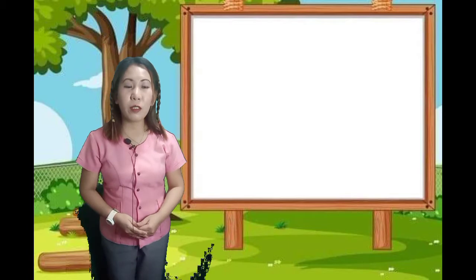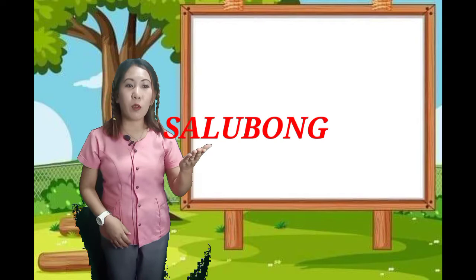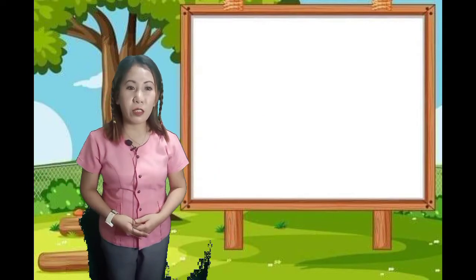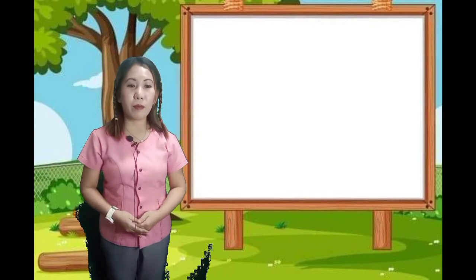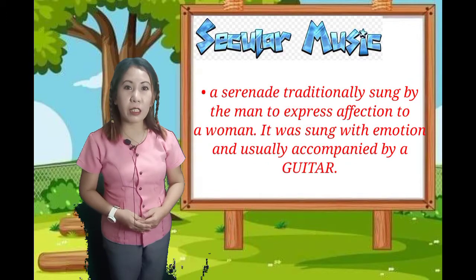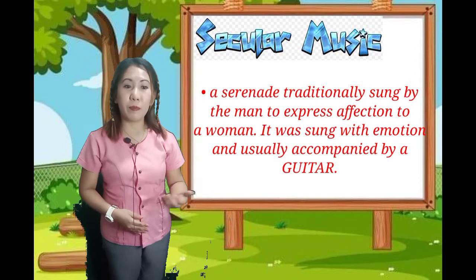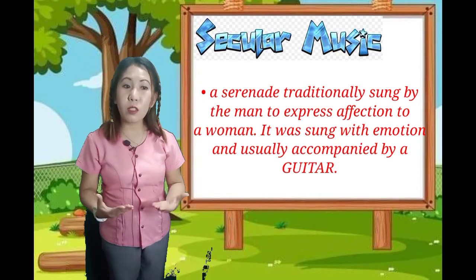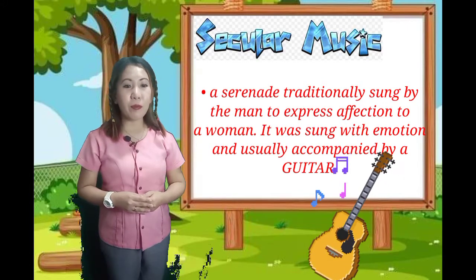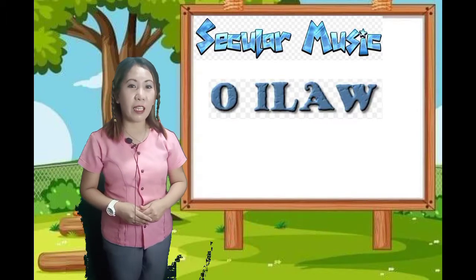For other information, we have the Passion, Salubong, and Flores de Mayo are under the liturgy and devotional. Next is a secular music. It is a serenade traditionally sung by the man to express the affection to a woman. It was sung with emotion and usually accompanied by a guitar. Example, O Ilaw, that is Harana.